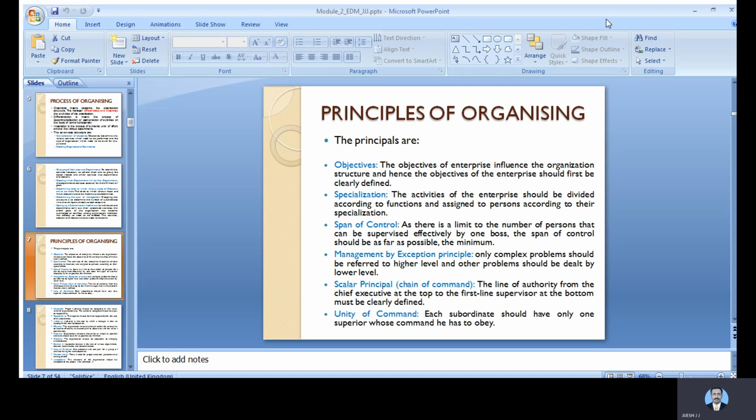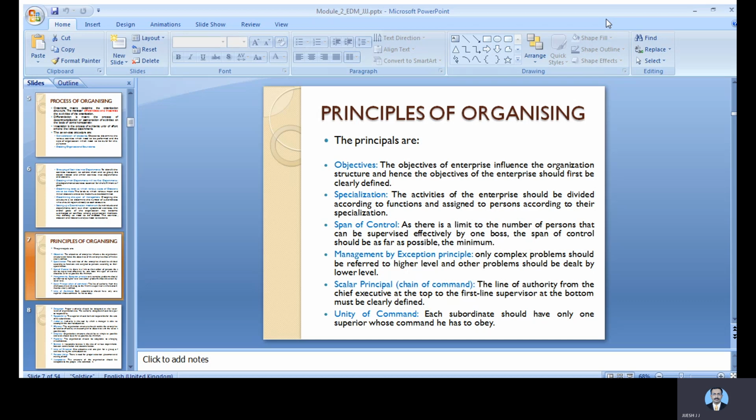So as we have seen the three points, objective, specialization and span of control, we also have management by exception principle, where only complex problems should be referred to higher levels and other problems should be dealt with at the lower level itself. It's a very important thing to be understood here. All the things should not be taken forward to the higher levels. If it can be completed at that particular level, it has to be solved at that point of time itself, at that place itself. Taking everything to the next level is not a better practice for any organization.